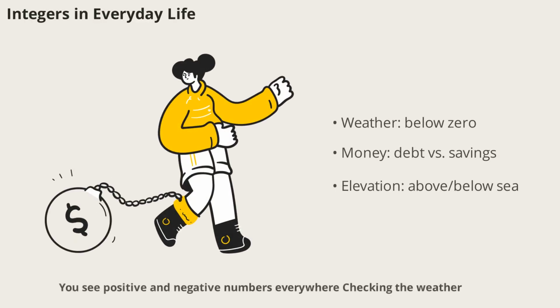You can see positive and negative numbers everywhere. Checking the weather, you might see temperatures below zero. In your bank account, a negative balance means you owe money. Even when hiking, elevation above or below sea level uses positive and negative numbers. These real-life examples make integers practical and important to understand.